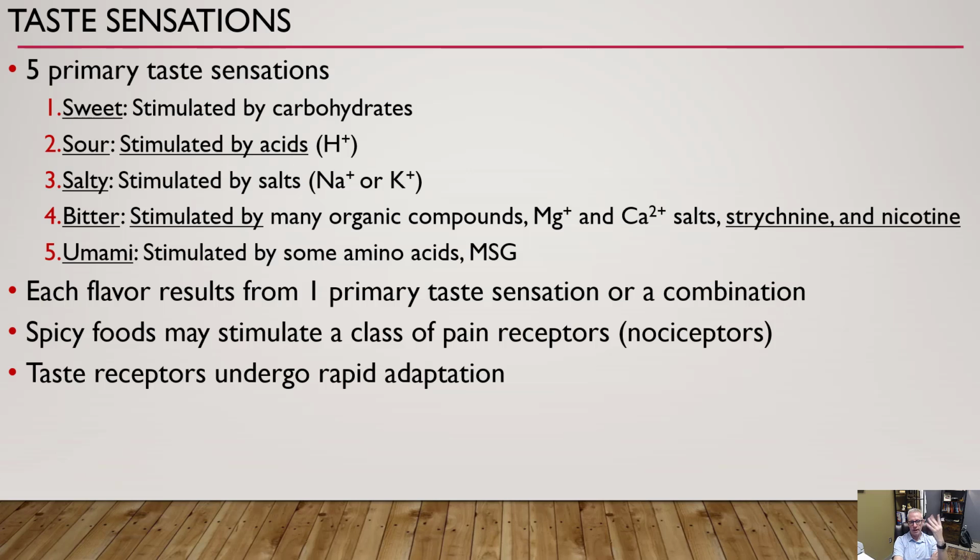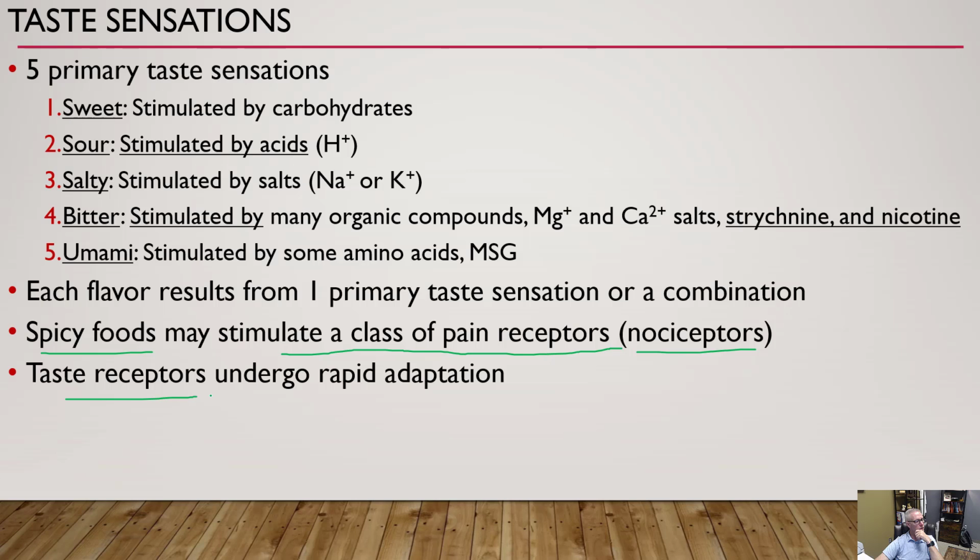Before then, we only had the first 4 taste sensations, but they just kind of recently added umami. Here also, spicy foods can stimulate some of your pain receptors, some of your nociceptors, and spicy foods also stimulate some goblet cells to release some mucus.